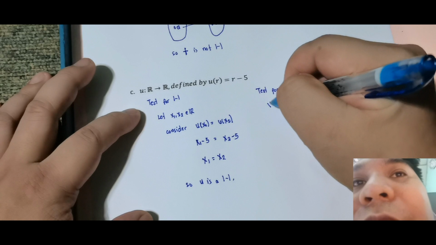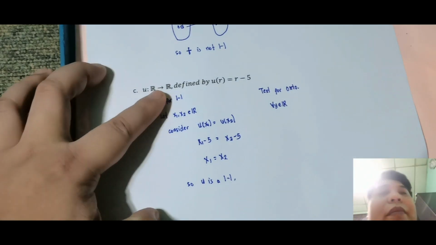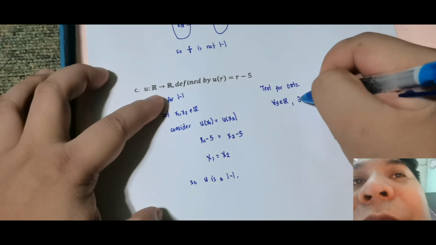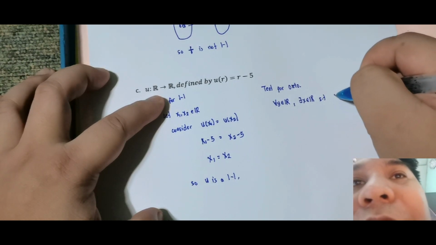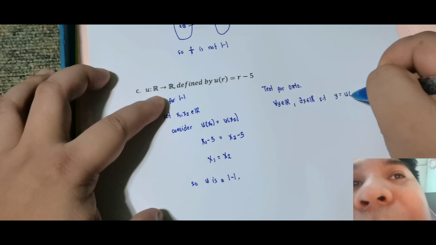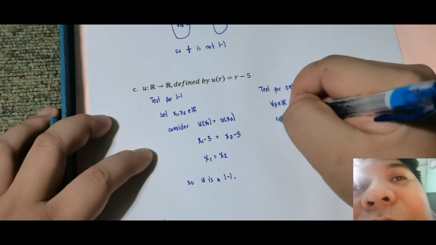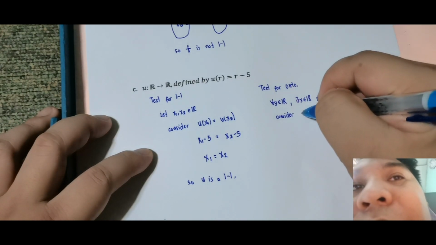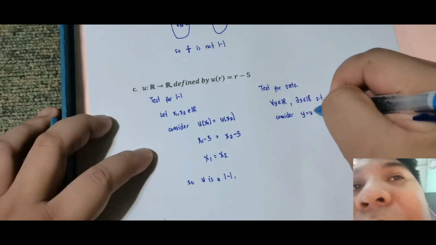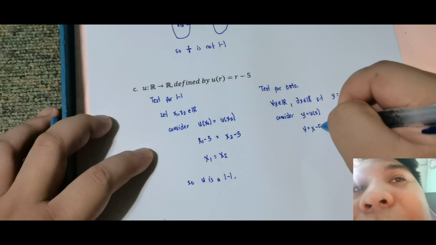Okay, so for all y, element of real number, sa kabila na, there exists x, element pa rin ng real number, such that y is equal to u of x. Ayun, naayos ko na yung u. Okay, so consider natin y is equal to u of x. So this is y is equal to x minus 5.